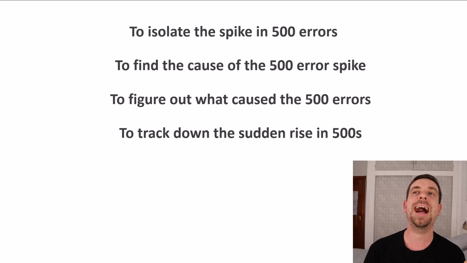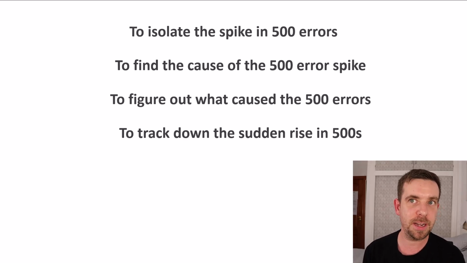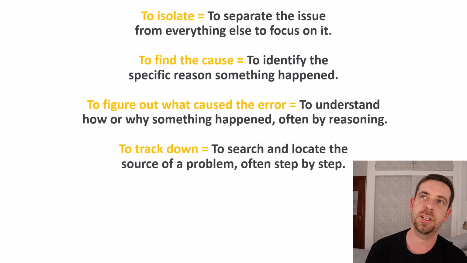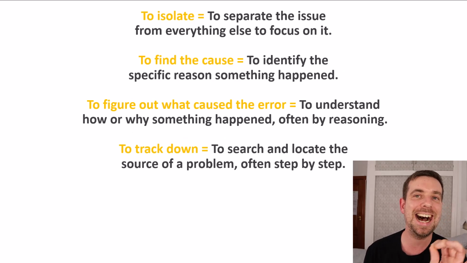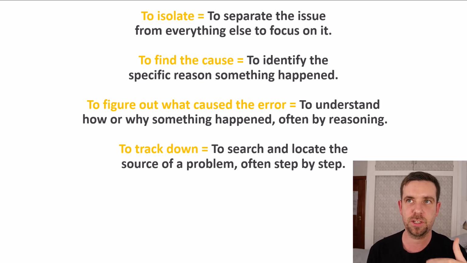To isolate this spike in 500 errors, to find the cause, so the pronunciation is cause, of the 500 error spike, to figure out what caused the 500 errors, to track down the sudden rise in 500 errors, okay? So 4 different verbs here that are interesting. To isolate is to separate the issue from everything else to focus on it. To find the cause is to identify the specific reason something happened. So you want to find the cause.